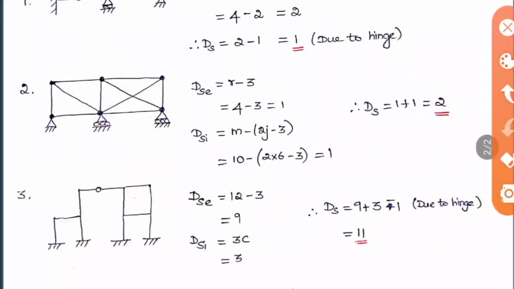They didn't mention anything about the pin joint here. So everything is fixed. Only one internal hinge is given here. So that should be subtracted at last after finding the DS value. Okay, so before that, let me tell you one thing.